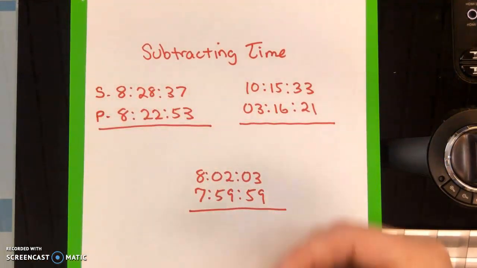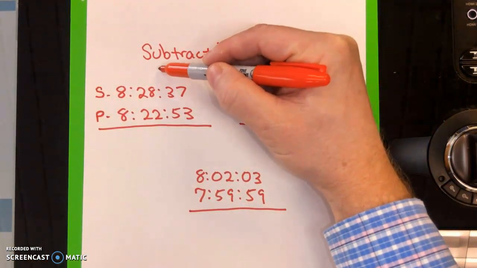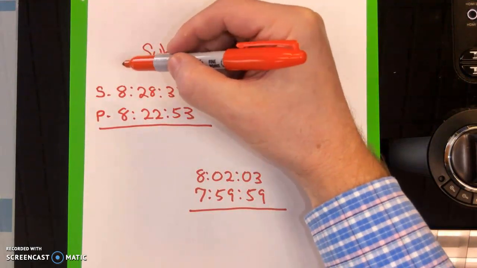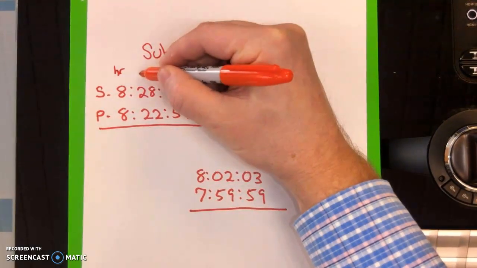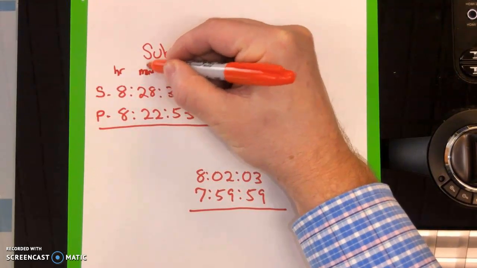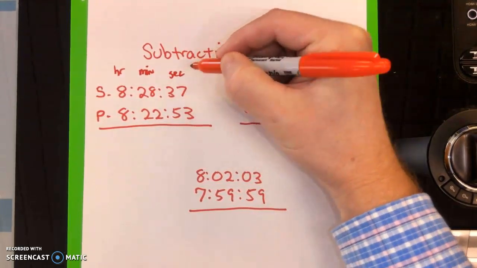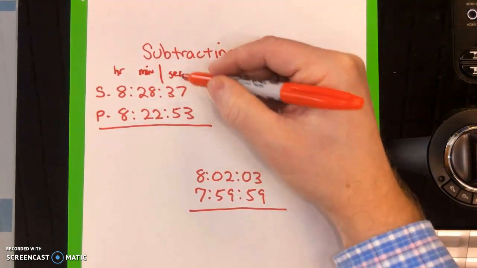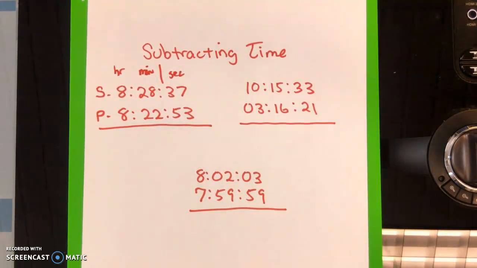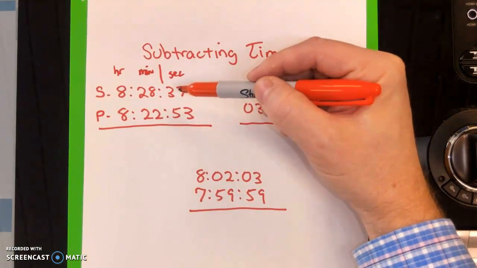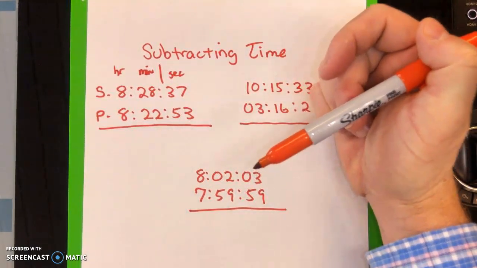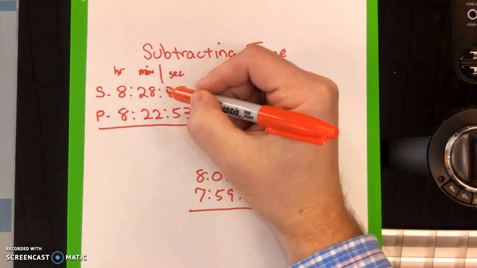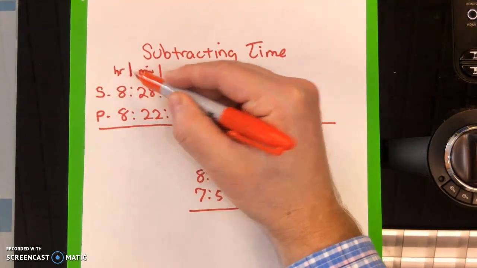All right. The first thing we need to do is look at this a little bit differently than you normally look at math. So this is our hours, minutes, and seconds. Okay. So the first thing we're going to take a look at is our seconds. We have 37 minus 53, which we cannot do. So what we need to do is borrow from our minutes.